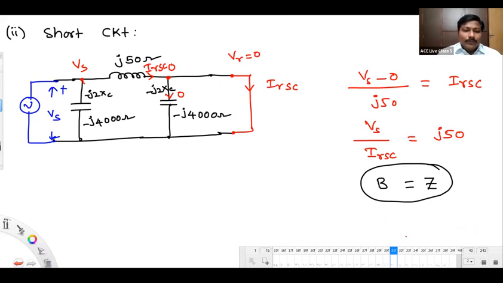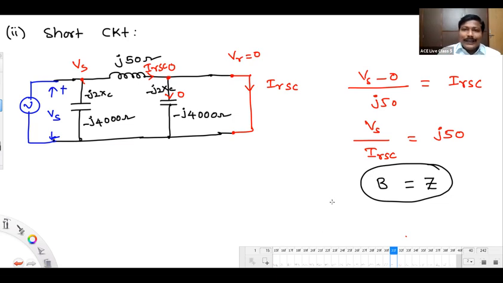So tell me now, if you calculate ABCD parameters of a practical transmission line wire, parameter B represents what? Series impedance of the transmission line. Whereas parameter C represents the shunt admittance of the transmission line. This statement I am making now is valid only for practical transmission line systems.